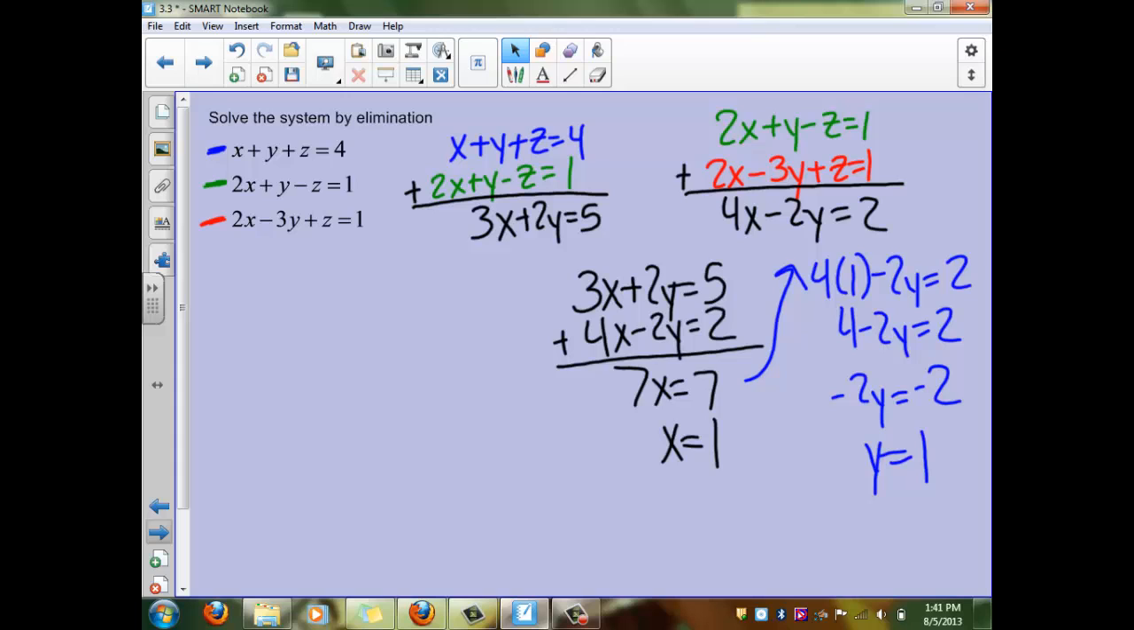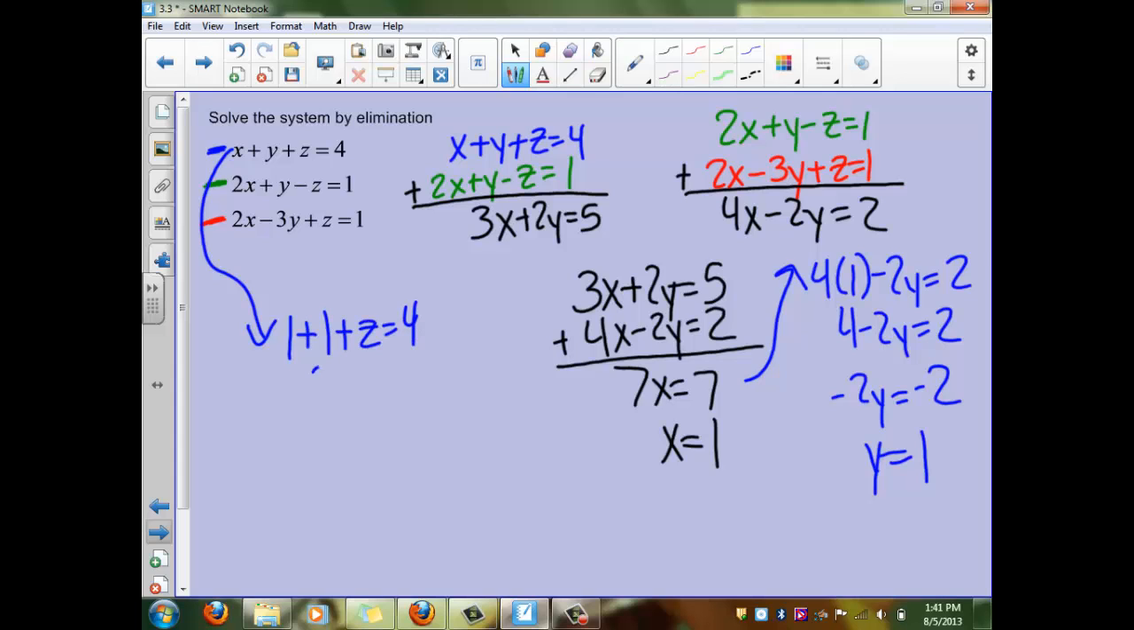And now, once again, it doesn't matter, but we've got to go back to the beginning and pick one. The easiest one's probably this top one over here. So let's go ahead and use this. So we have x, which is 1, plus y, which is 1, plus our z we don't know, equals 4. So 2 plus z equals 4. Z is 2. So our solution, once again, we've got x, y, z, so 1, 1, 2.